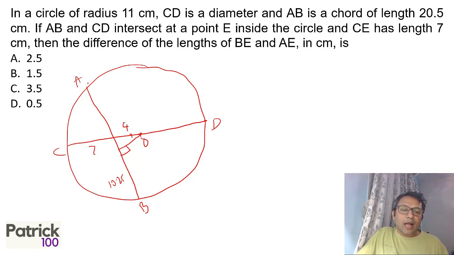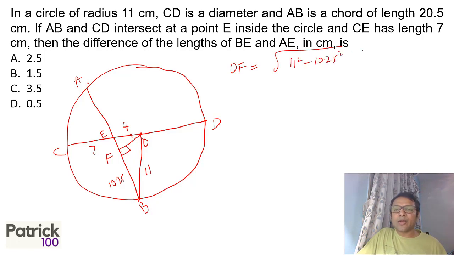And you know the radius, which is 11. So you have a right angle triangle formed. You draw the perpendicular because it bisects the chord, and from that you can find OF, which is the height. Once you get OF, you know OE, so you can find FE. First let's find OF. By Pythagoras theorem, OF is the root of 11 square minus 10.25 square. And you want length FE. FE by Pythagoras is root of 4 square, 16, minus OF square.